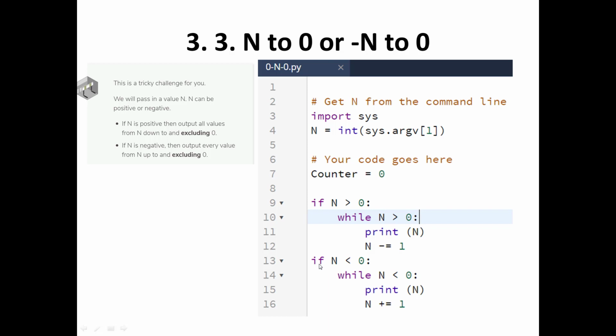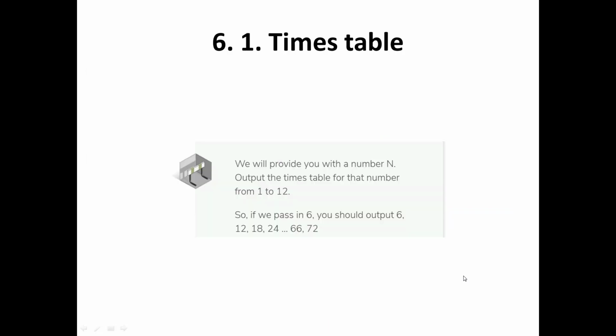In this example, in this if statement, this is if the number is less than 0, meaning we're starting out at a negative number. While that number is less than 0, we're going to print it and add 1 to it. So if it's negative 8, we'll keep adding. We'll go from negative 8 to negative 7 to negative 6, so forth and so on. But when it equals 0, we stop, because we don't want to print 0. We want to exclude 0.